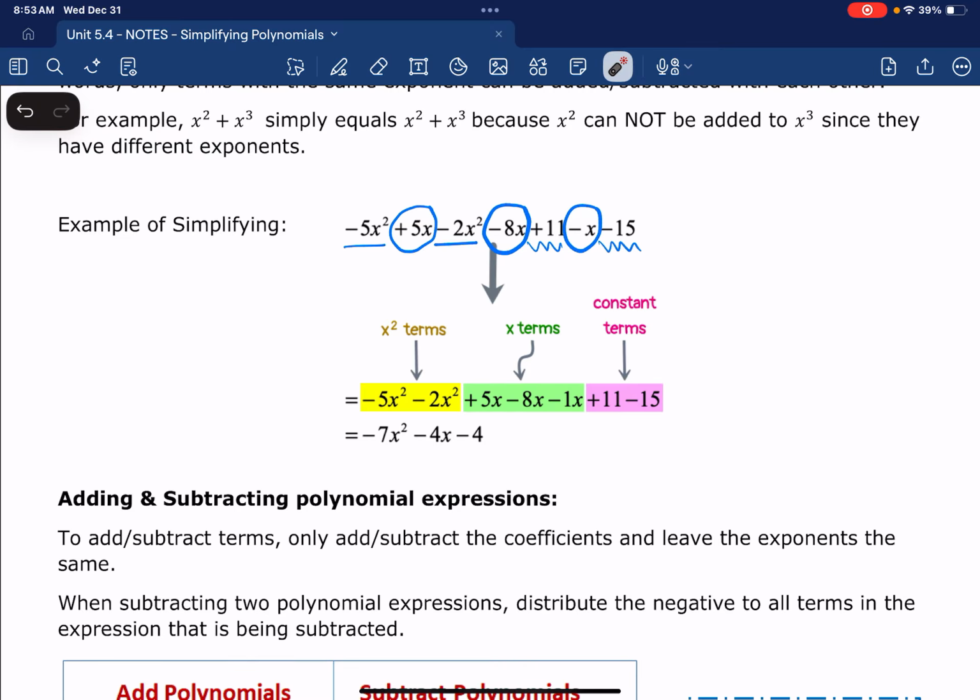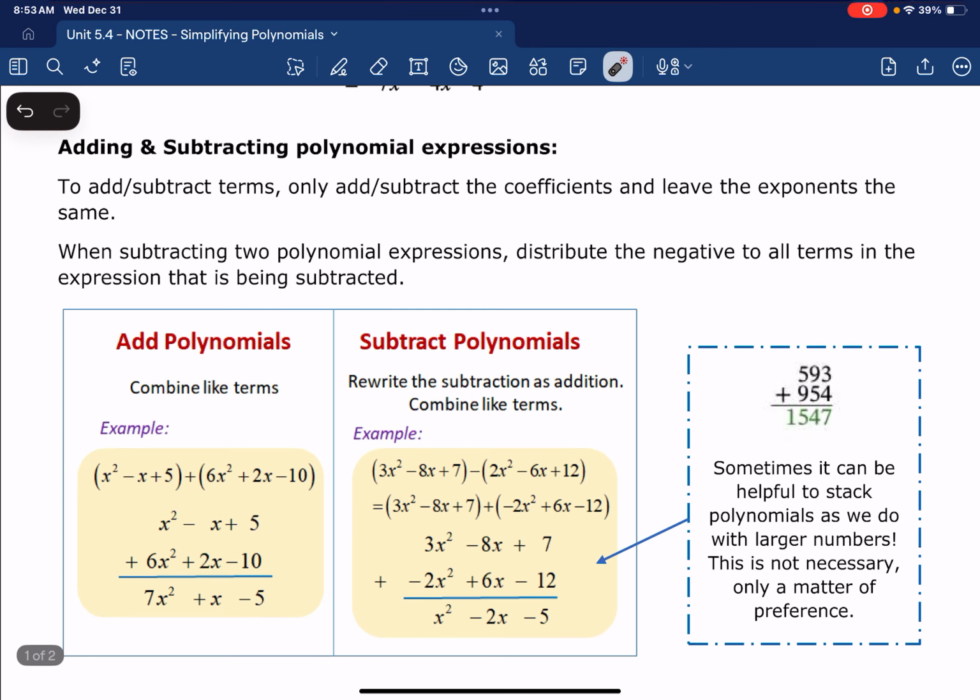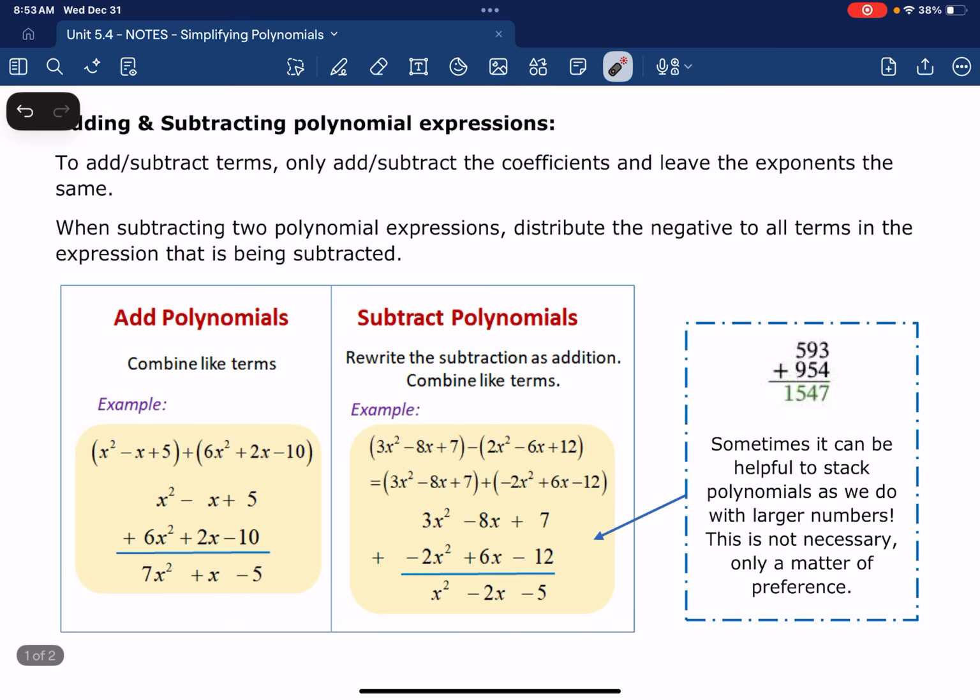All right. Now, if you're adding and subtracting polynomial expressions, if we give you more than one to simplify, one method that you can do is you can choose to stack your polynomial expressions like you used to do in elementary school when you were adding larger values together. It is completely and totally up to you. It's just a matter of preference. Whichever way you like combining your polynomial expressions is fine.